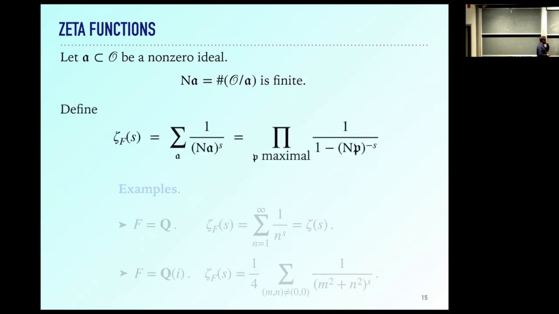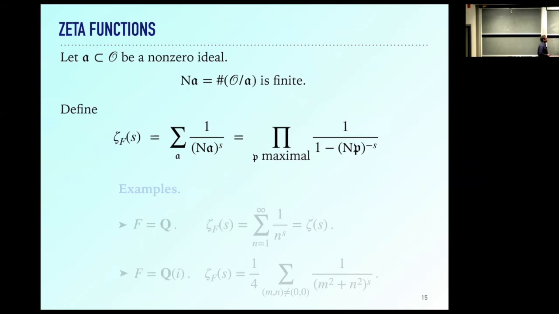Its size we call the norm of A. And we define the zeta function of F to be just the sum of 1 over the norm of A to the s. In the case when your field is Q, this ring O is Z, and the non-zero ideals are just indexed by the positive integers. The norm of the ideal generated by n is just the number n again. So you just get the sum of 1 over n to the s. This is just the usual Riemann zeta function when F is Q.